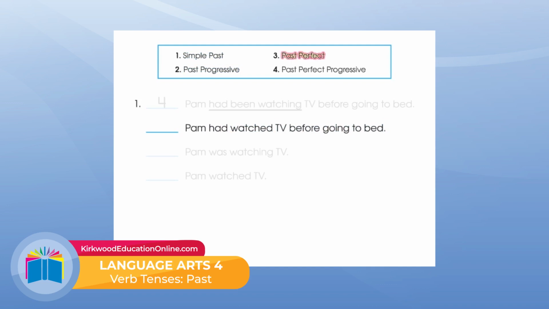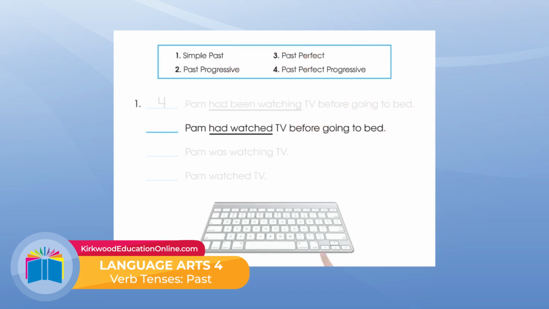Well, it's past perfect. Remember, past perfect is used to refer to actions that took place and were completed in the past, so they've already occurred. Pam had watched TV before going to bed. Okay? She's already done it. She's already completed watching TV before she went to bed. So number 3 is written on the line and then typed on your computer. Do it just like I'm doing.